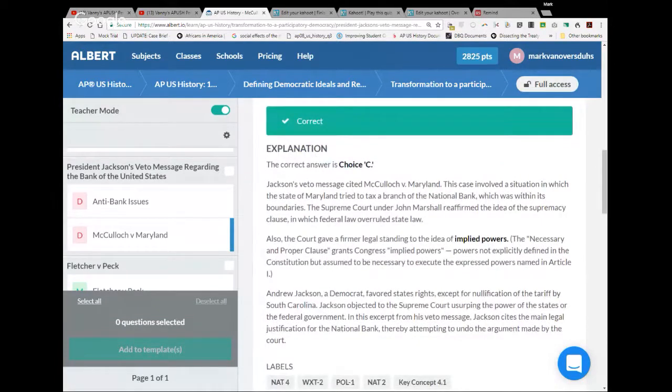It gave a firmer legal standing to that idea of the implied powers. And remember, we've talked about this in class. The necessary and proper clause grants implied powers, powers not explicitly defined in the Constitution, but assumed to be necessary to execute the expressed powers or enumerated powers named in Article 1.